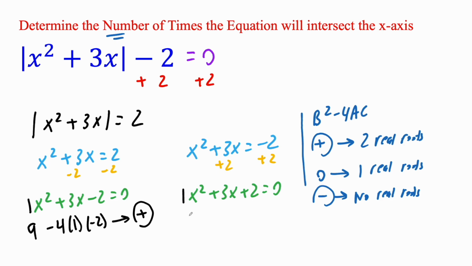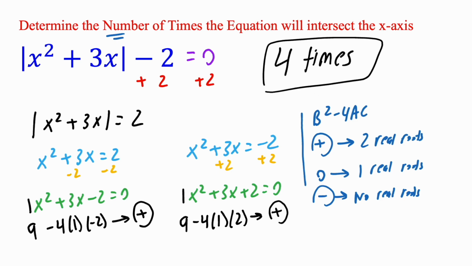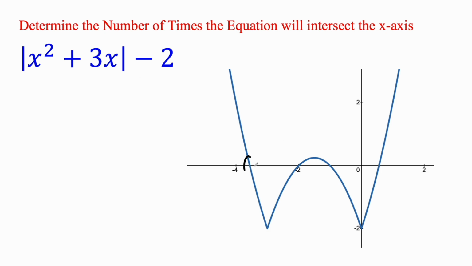B squared minus 4ac, and b is 3. 3 squared is 9. Minus 4 times a is 1, and c is 2. We get 9 minus 4 times 2, which is negative 8. And so we get a positive 1. So still a positive number. Because both of them are positive, we're going to get 2 real roots plus 2 real roots. So how many times does the equation intersect the x-axis? It'll be 4 times. And I'll also visually show you this. So if we were to graph it, we get 1, 2, 3, 4.